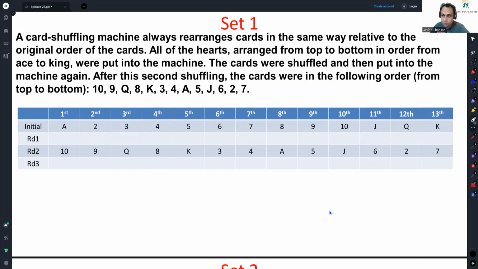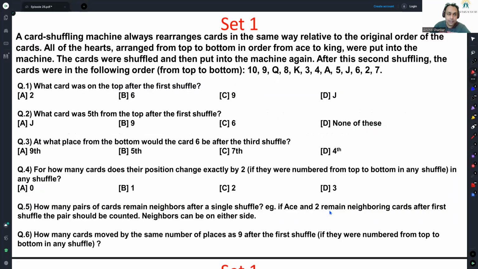If you want to apply brute force and solve it that way, it can work out. But can you see, you would have to check 12 different cases and it will become extremely difficult to keep track or do it within a limited amount of time. What comes to our rescue here is the first question. What card was on the top after the first shuffle? If we can answer this question, we would know precisely how the shuffling takes place.